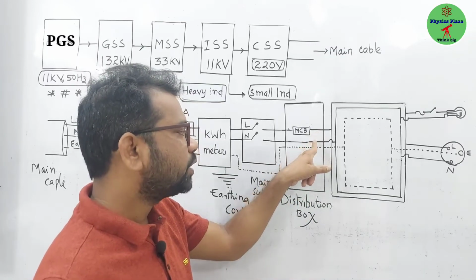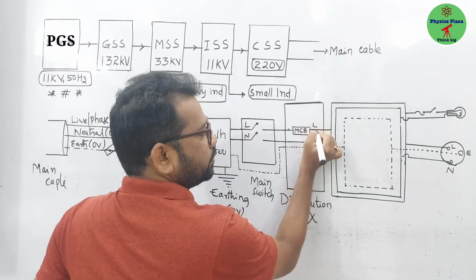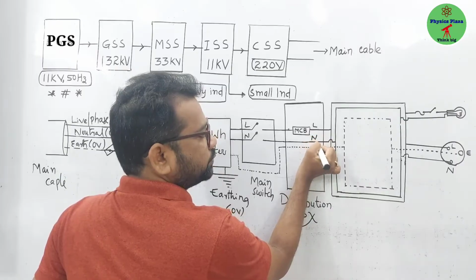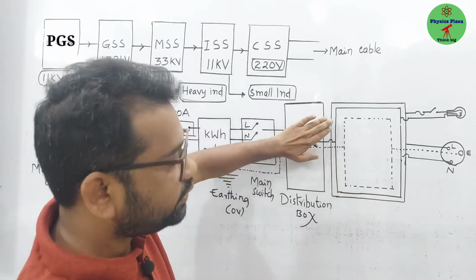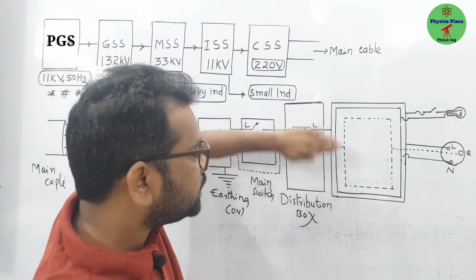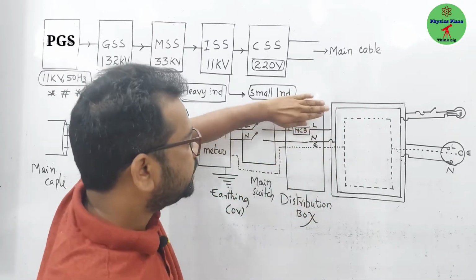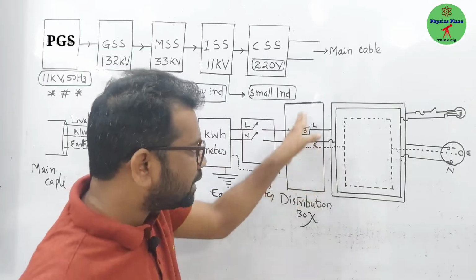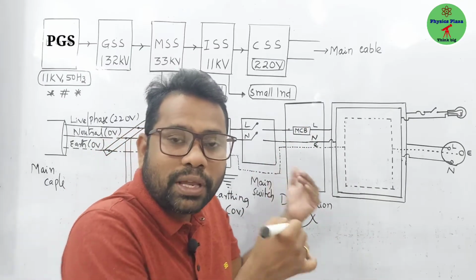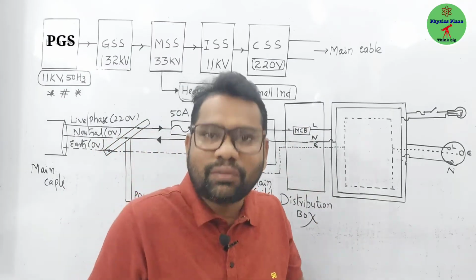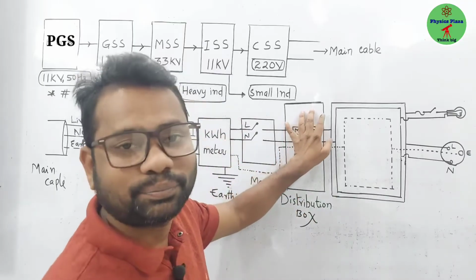MCB with live, neutral, earth. This is one set. Depending on the requirement, the number of sets will vary. Four sets means 1, 2, 3, 4. It will become clumsy actually. That's why I'm not making more sets. It's not required also. So here, only one set.